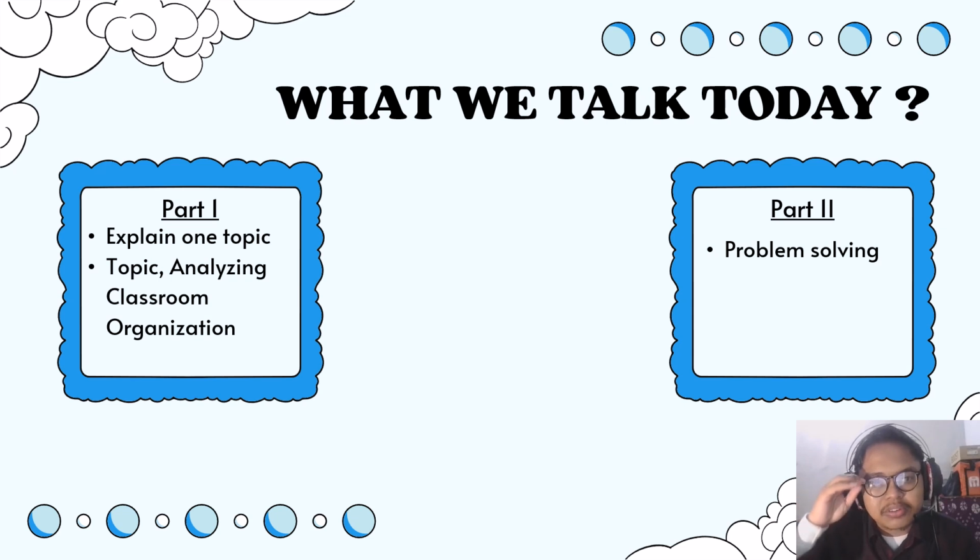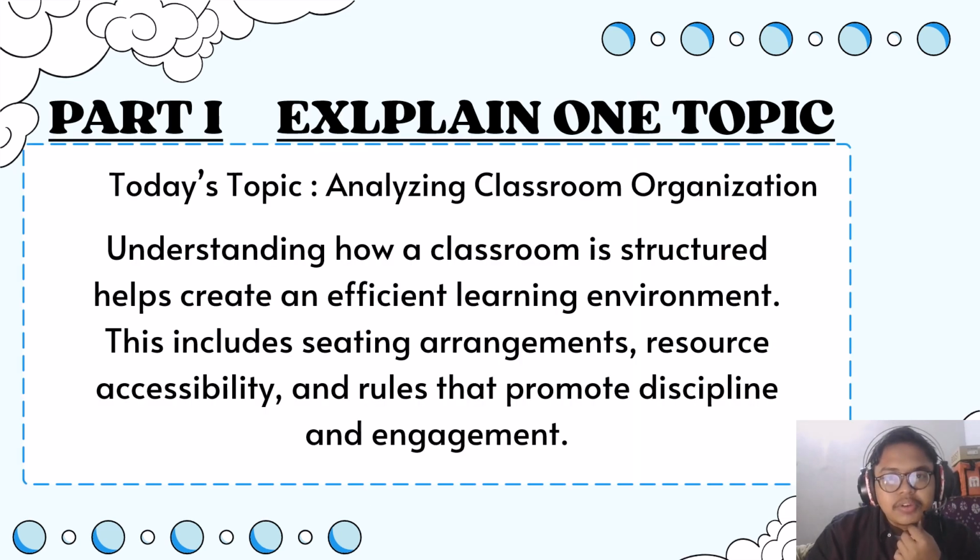Today we will talk about two parts. For part one, we will explain one topic, and today's topic is analyzing classroom organization. Part two is problem solving. So let's start with part one. Today's topic is analyzing classroom organization. It's how we understand a classroom structure that can help create an efficient learning environment. This includes seating arrangements, resource accessibility, and rules that promote discipline and engagement.